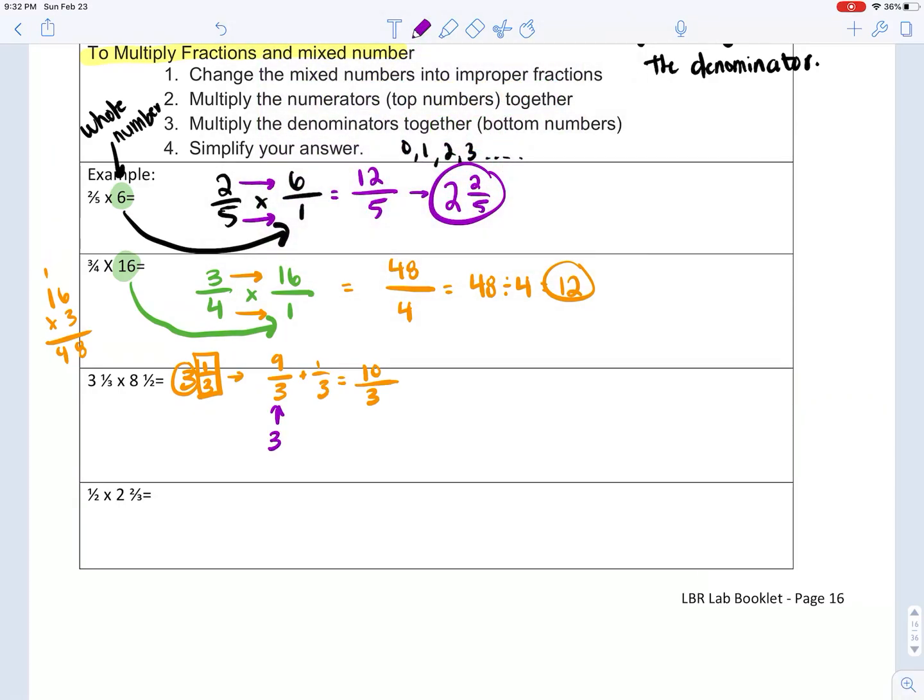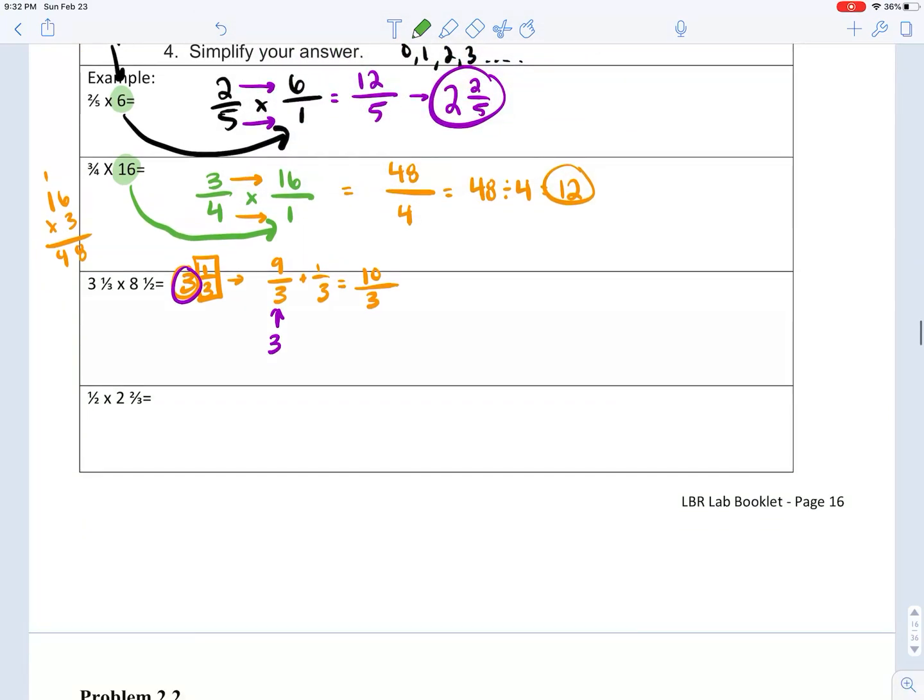So this right here is the same thing as 3. It's this piece right here. 9/3 is the same as 3. I just changed it, okay? All right, so it looks like my first improper fraction is 10/3.